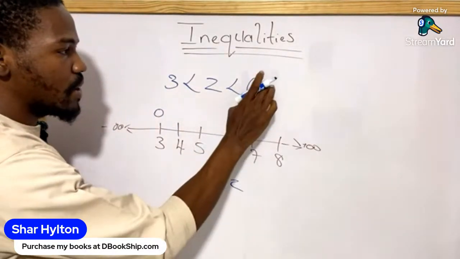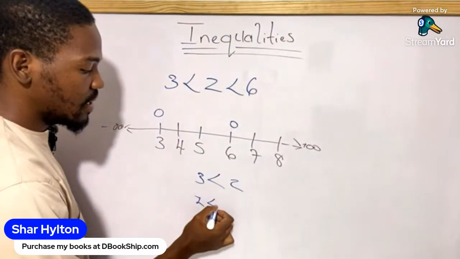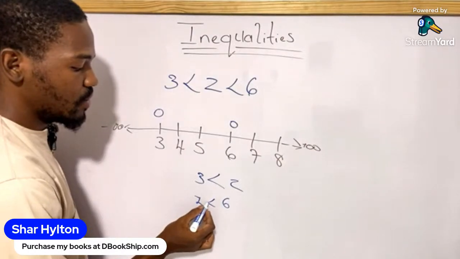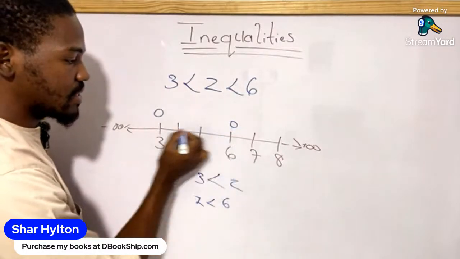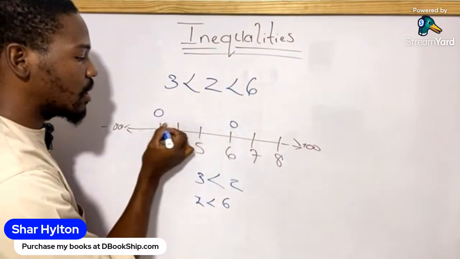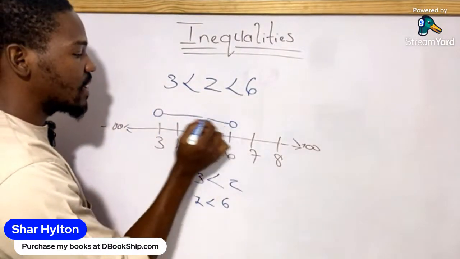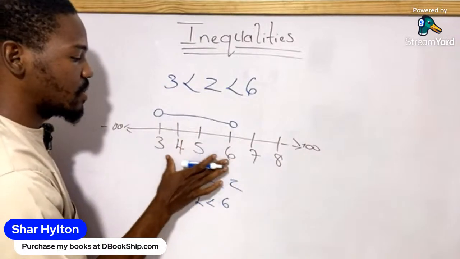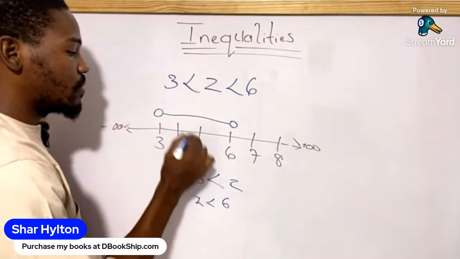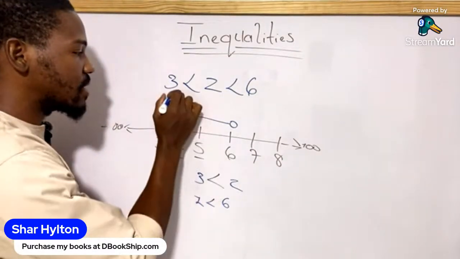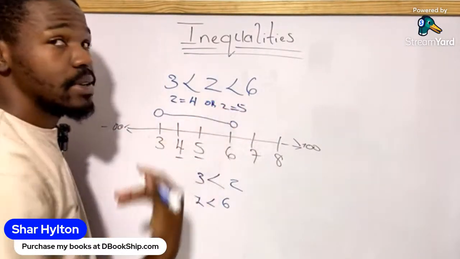Now the 6, we're saying that z is less than 6. So here we have the vertex right here. So z is less than 6. So any value that is less than 6 would go all the way back to 3, coming back this way. So the idea is that anywhere between 3 and 6 is z. So z is any value between 3 and 6. So z is either 4 or 5. So either z equals 4 or z could equal 5. That's what we're saying, right?